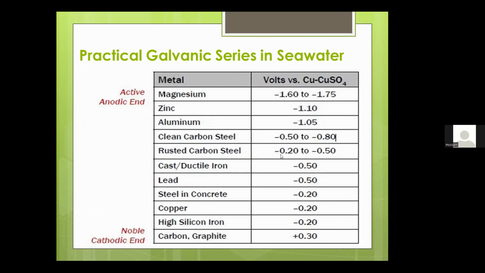As we see, magnesium has the more negative potential here, and the carbon or graphite has the more positive potential here. If we have a corrosion cell consisting of steel and magnesium, the magnesium will become the anode and the steel will become the cathode. If we have another corrosion cell consisting of steel and copper, the steel will become the anode and the copper will become the cathode.